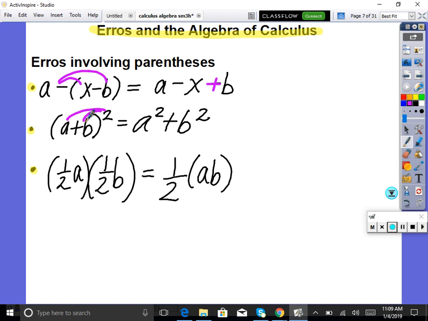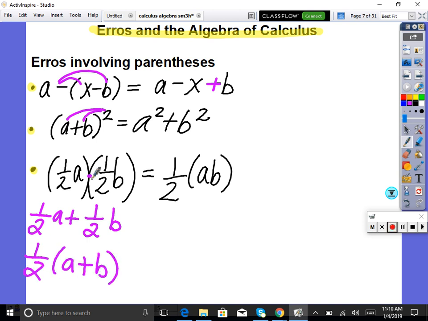Next thing is, focus people. People will look at this and say, I can factor out a half. What they're mistaking it with is this. A half A plus a half B does have the ability to factor out a half and then be left with A plus B. But this is multiplication. With multiplication, you can't factor things out. Instead, we just reorder it. This would be a half times a half times A times B. Do you guys see? A fourth AB would be correct. So don't be mistaken there.